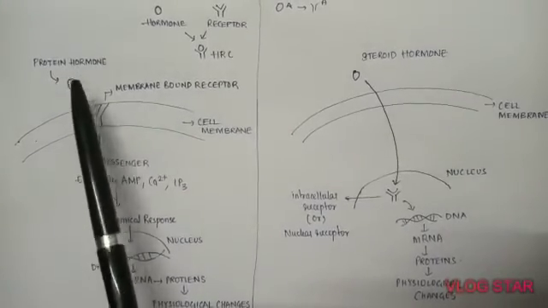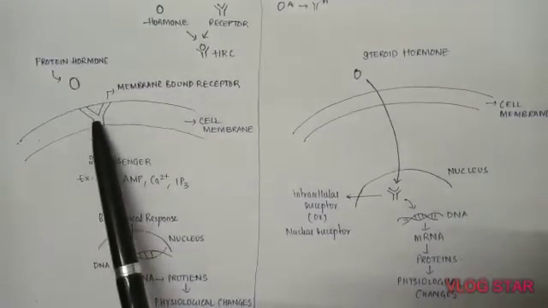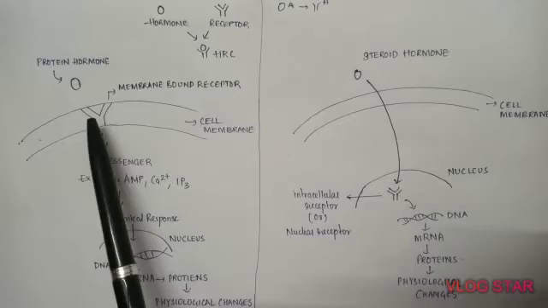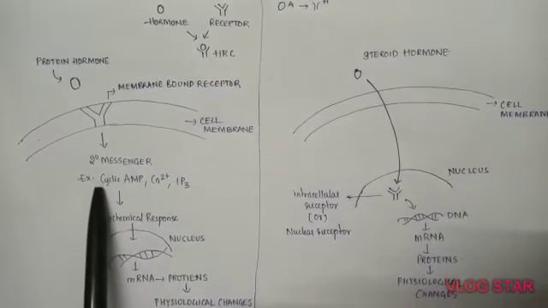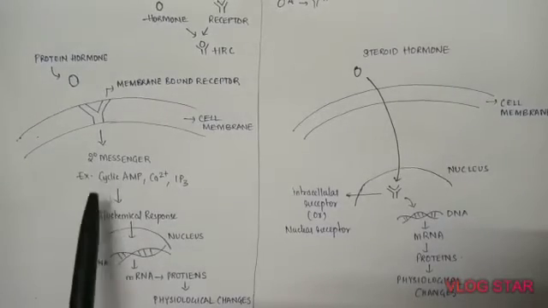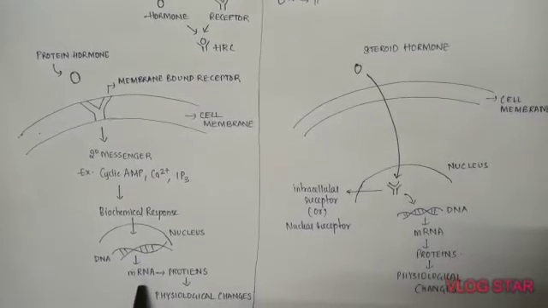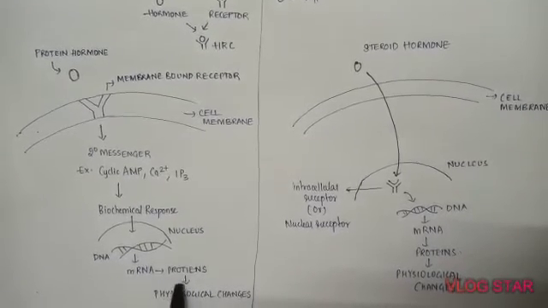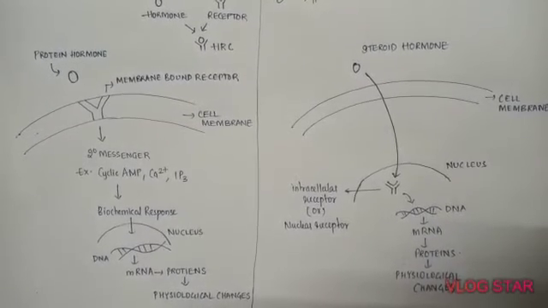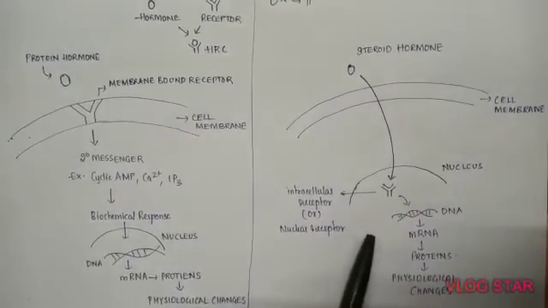So for protein hormones, the receptors will be in the membrane and they attach to these membrane bound receptors, and then they produce secondary messengers like cyclic AMP, calcium, and these secondary messengers will in turn produce biochemical response in the nucleus, which will produce mRNA, and this mRNA in turn produces proteins, and these proteins will produce physiological changes in the cell.